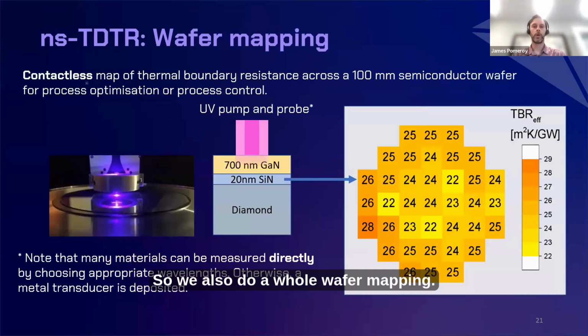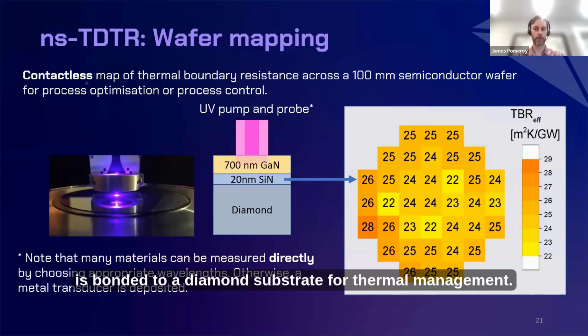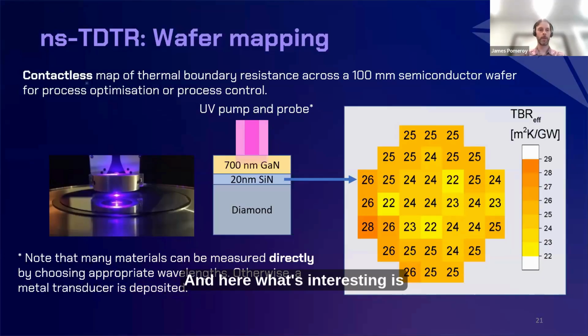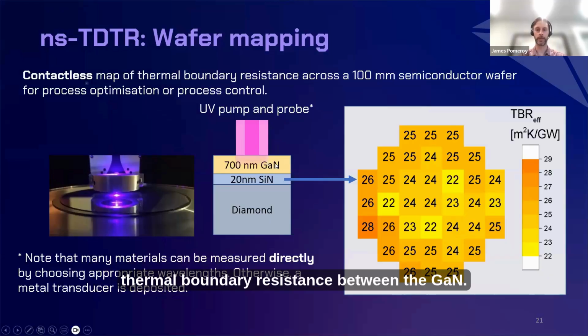So we also do whole wafer mapping. This is an example of a semiconductor wafer where the semiconductor film is bonded to a diamond substrate for thermal management. And here what's interesting is to measure the uniformity of the thermal boundary resistance between the GaN, the semiconductor film, and the diamond.